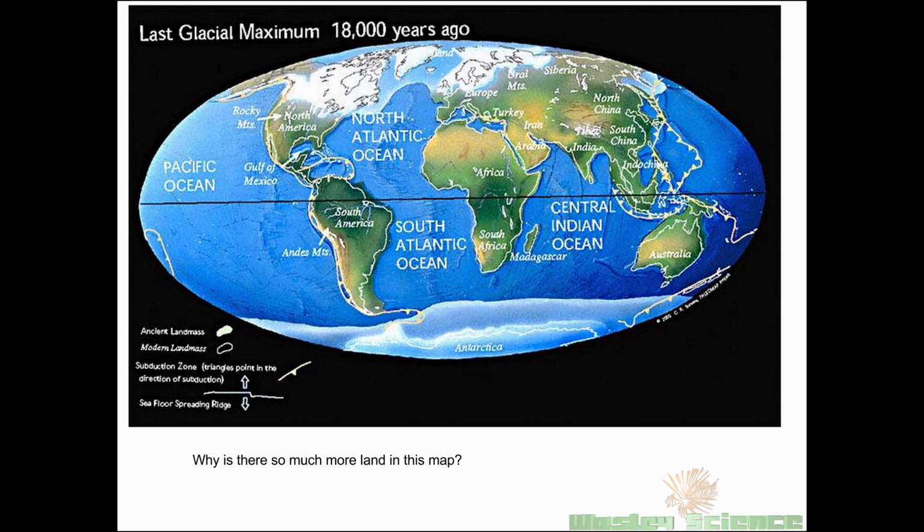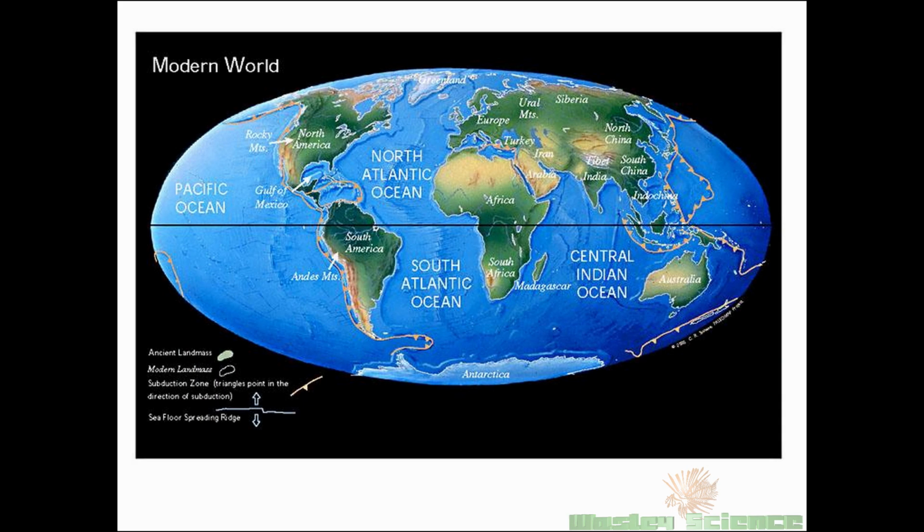18,000 years ago, it was very cold, and that was our last ice age. And we can see that there was so much more land. Like, look at Australia, for example. Look at Antarctica. See where it's kind of light blue? That was all land. So there's a lot more land when there are ice ages. And then we are at what we see today. So this is the modern world.